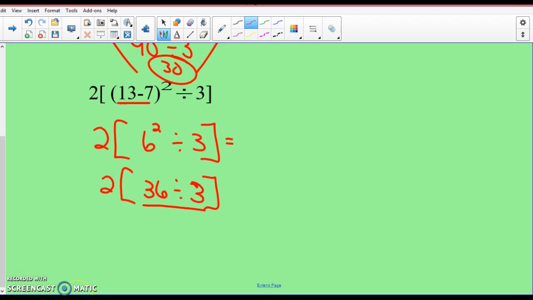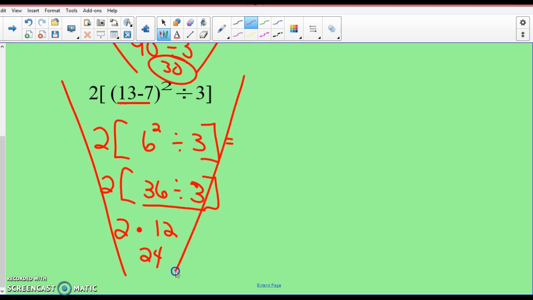I am still working inside parentheses. So 2, what do I put here? What do I put there? Well, 2 times 12, which is 24. There is my PEMDAS pizza. Nice and organized. Guys, show your work.